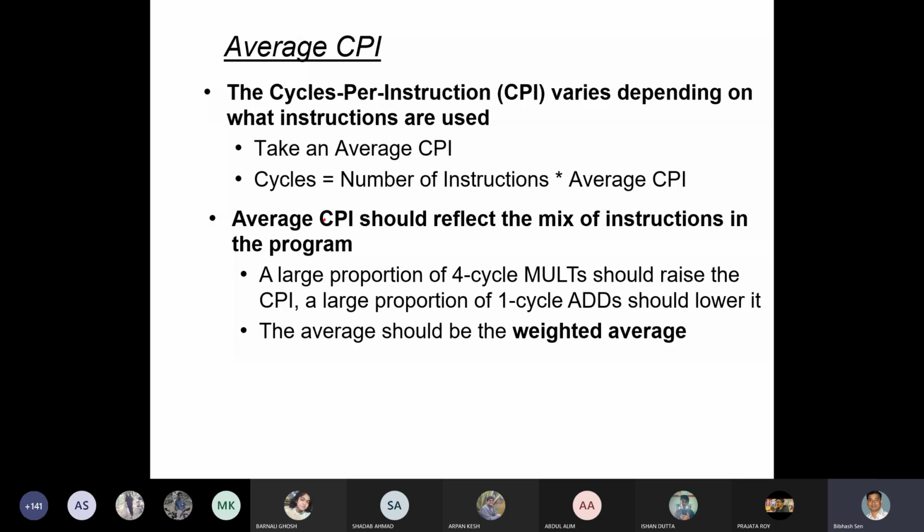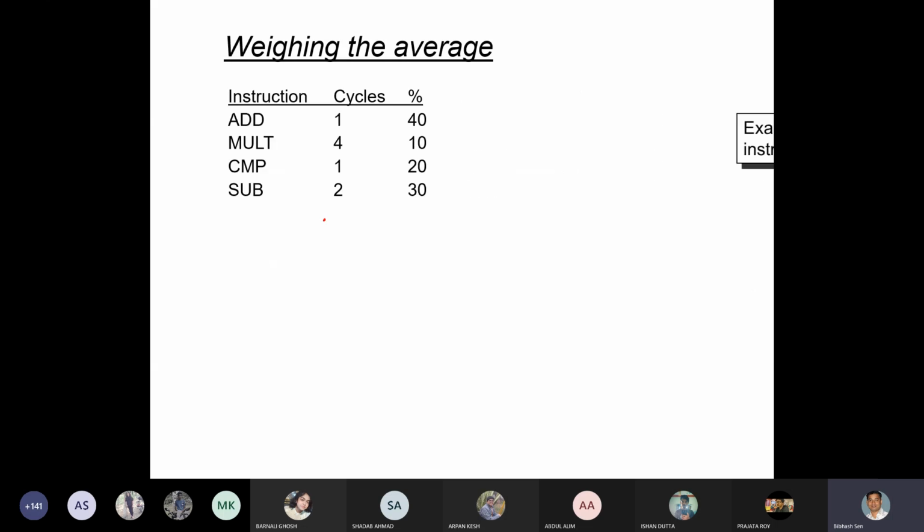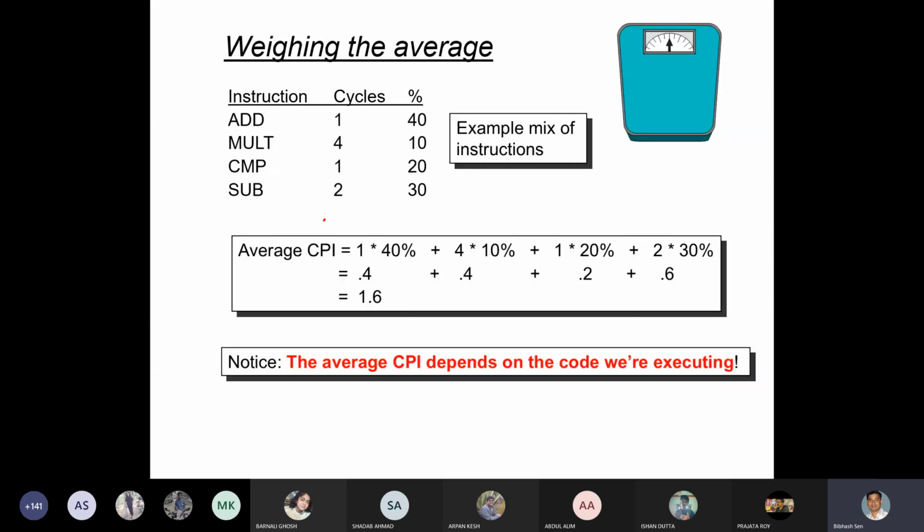I told you, even with a large number of cycles for some instructions, your CPI will be less. But a 4-cycle multiplication can increase it. So the average should be the weighted average over the number of instructions of each kind. Again, for the weighted average, I consider that in my program, add operations are 40%, multiplication is 10%, compare is 20%, and subtraction is 30% of the total instruction mix.